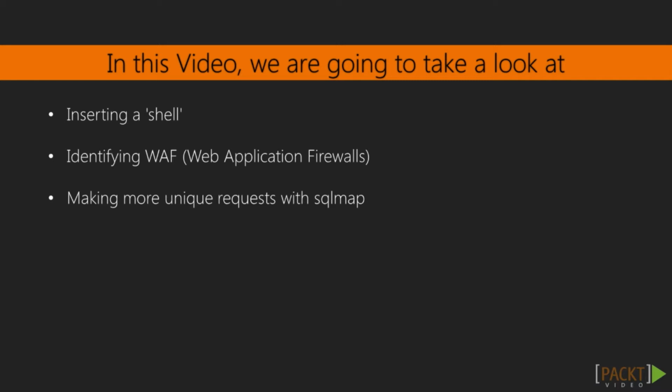As well as that, we're going to be identifying web application firewalls, or WAF. I say WAF. And we're also going to be making more unique requests with SQLMap to give us the ability to evade certain things if there's certain functionality, such as a user agent checker of some sort.